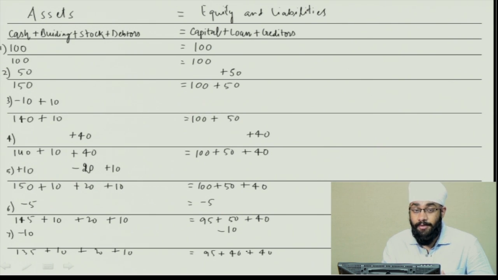The balance sheet, the total of the balances of both sides of the balance sheet is always going to be equal, and that's the dual aspect principle of financial accounting for you.